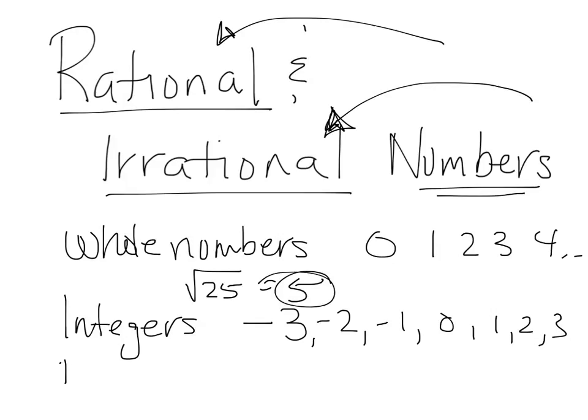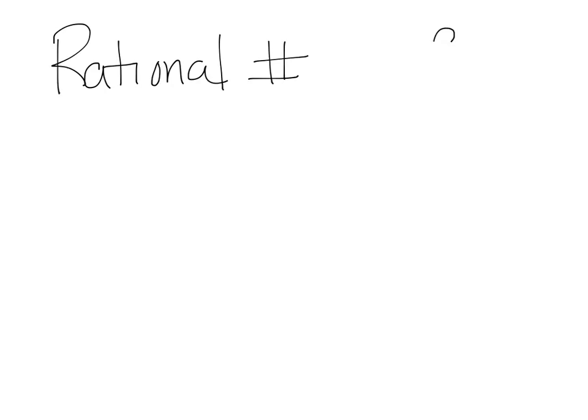Fractions and decimals can also be rational. All right? They can also be rational. So, in fact, here's the real definition of a rational number. A rational number is any number that can be expressed as a fraction A over B.